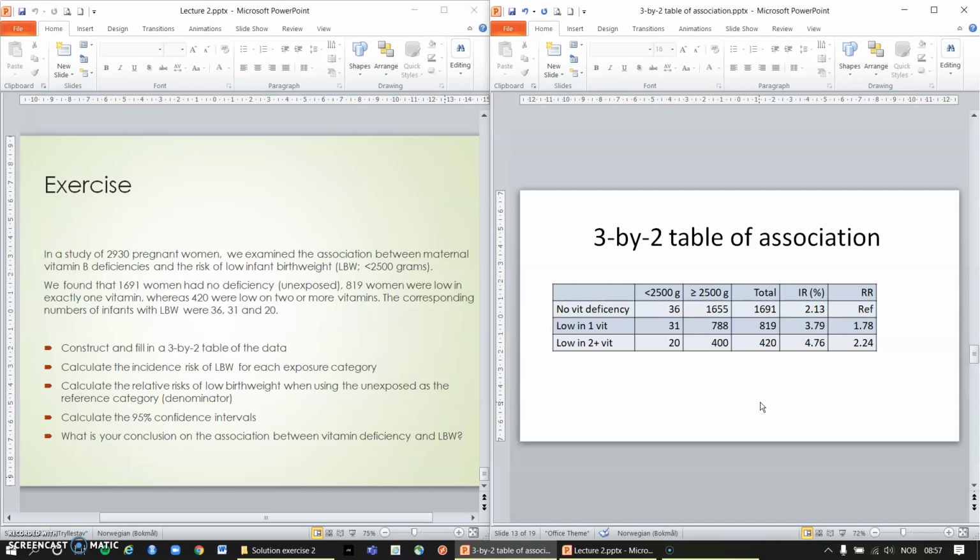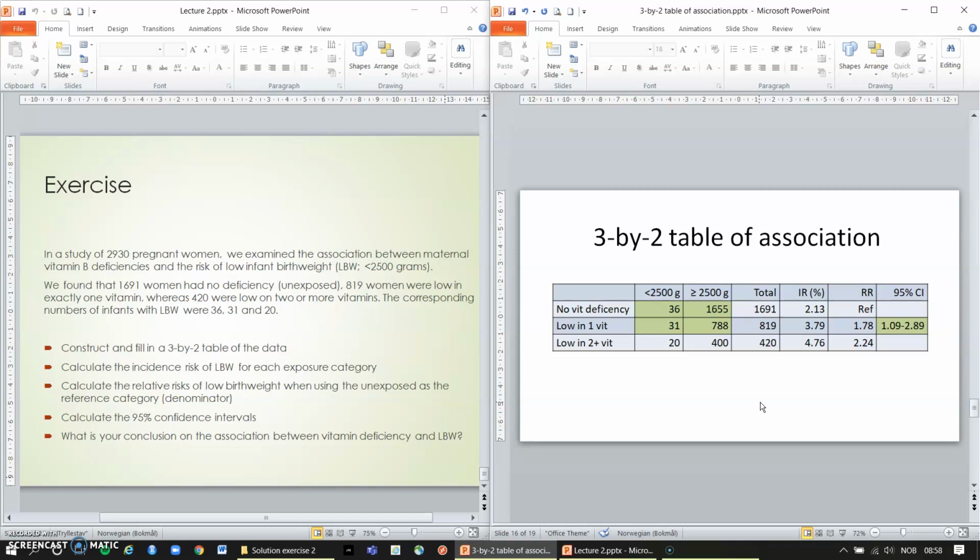To estimate the 95% confidence interval for the relative risk of infant low birth weight in those who were low in exactly one vitamin, we will use the numbers highlighted in green. By using these numbers, we estimate that the 95% confidence interval is from 1.09 to 2.89. Because the confidence interval does not overlap 1, it is likely that the deficiency in one vitamin can increase the risk of low birth weight in infants.